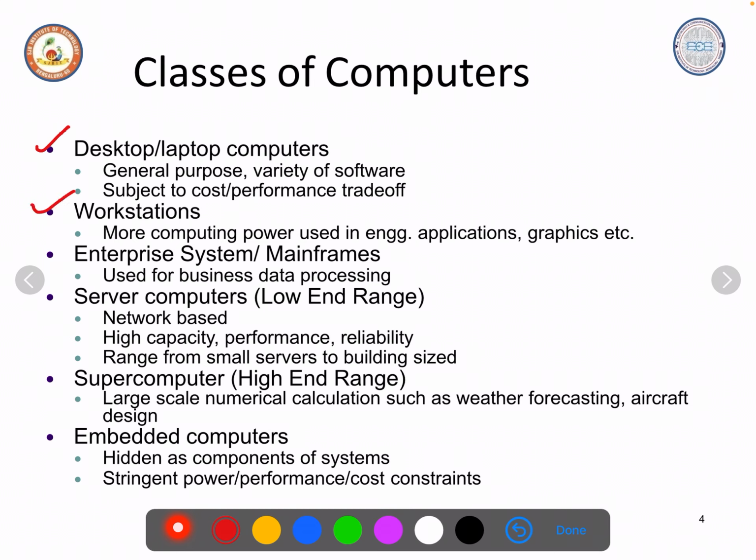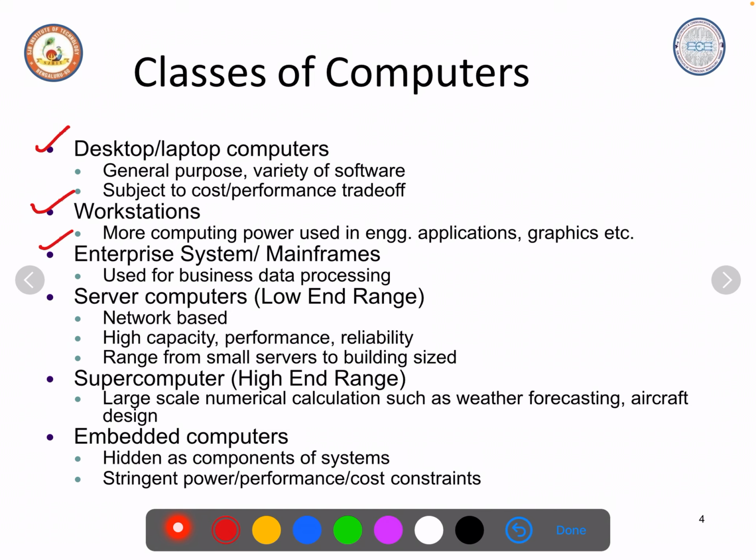Then coming to workstations, compared to desktop computers, workstations have more computational power, mainly used in engineering applications, graphics, and so on. Coming to the next one, which is the enterprise system or mainframe computer. Mainly it is meant for business applications and data processing.